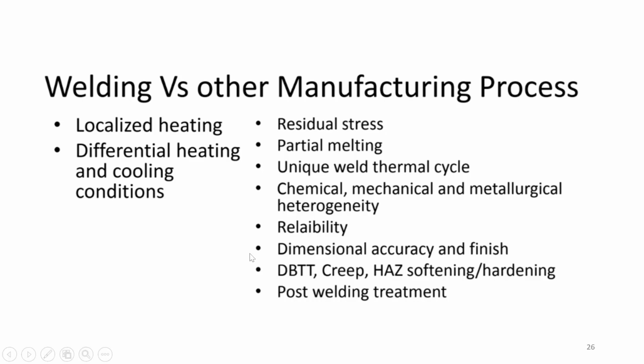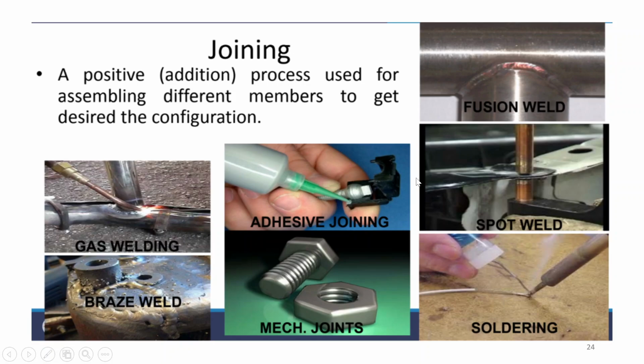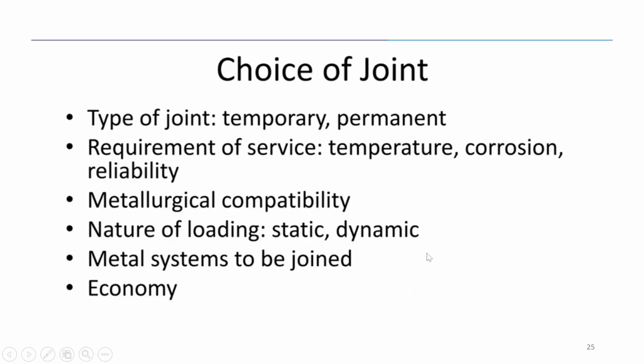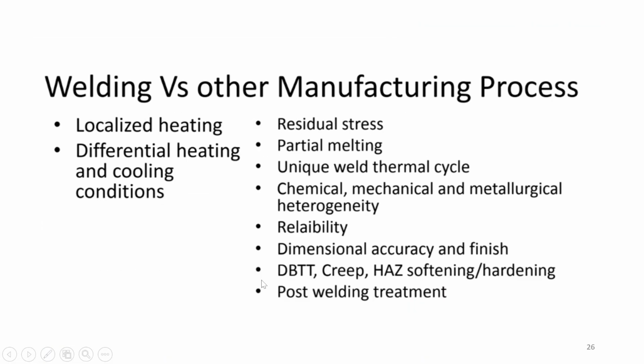Then reliability of the various joints that we are seeing here will be different. In the case of soldering and adhesive joints, reliability will be poor, but they are used at places where you don't require very high strength. Dimensional accuracy and finish, the ductile to brittle transition temperature, creep, heat affected zone, softening and hardening are also factors. And post welding treatment requirement.